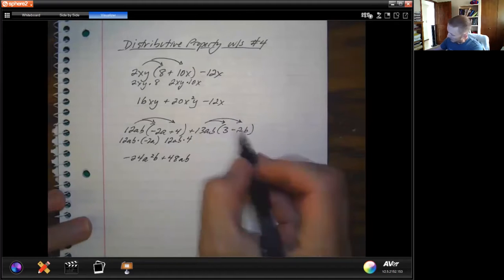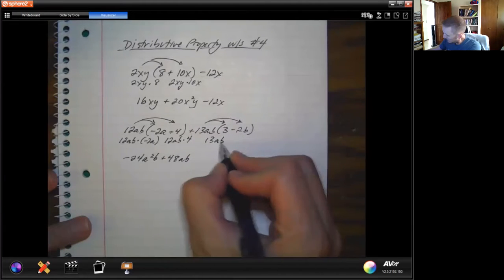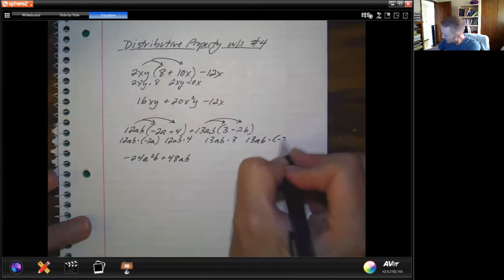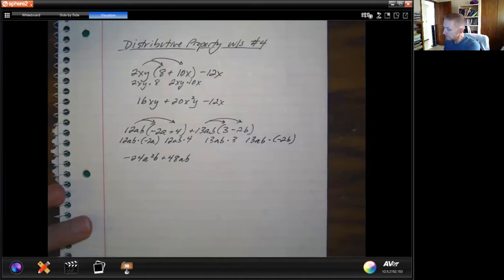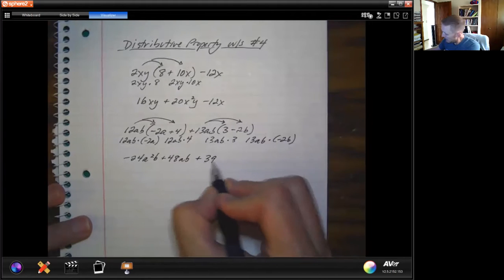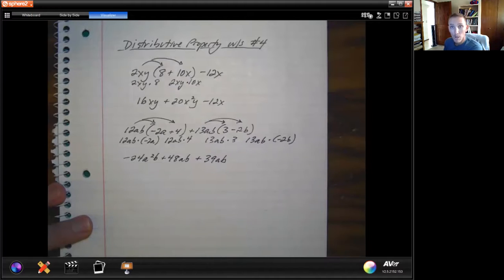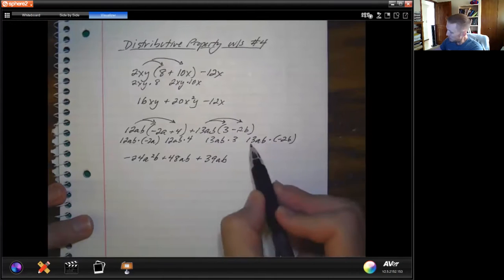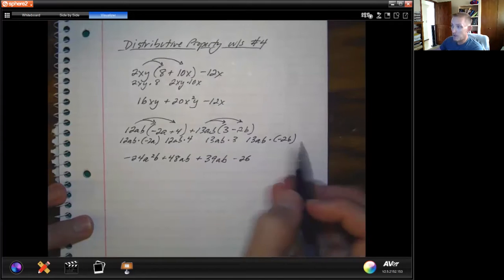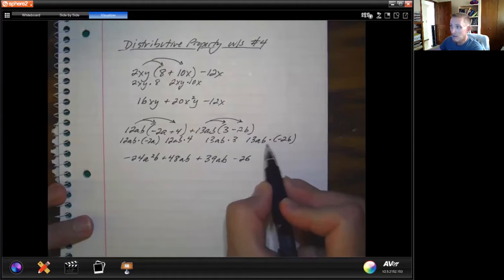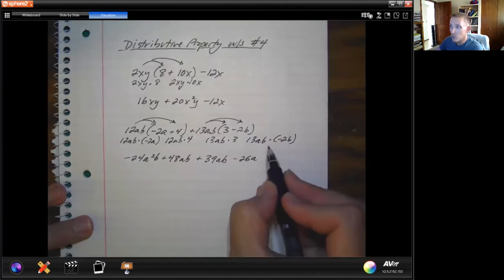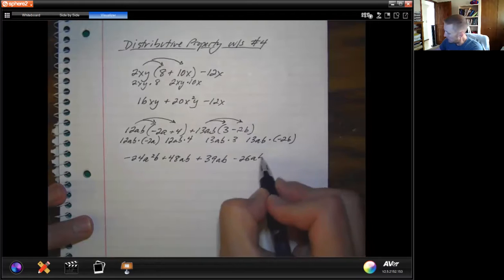Let's take the second parentheses, 13ab times 3, and 13ab times negative 2b. So 13 times 3 is going to be plus 39ab. And that last distribution, 13 times negative 2, is going to be negative 26. Now pay very close attention. I have an a and no a's in this one, so I'm simply going to have the one a that's there. But I do have a b times a b, so that's going to make b squared.